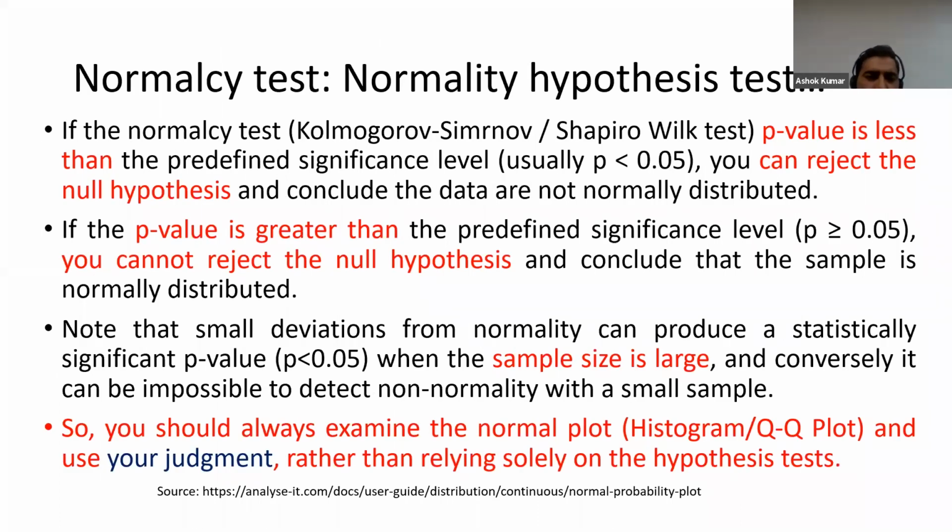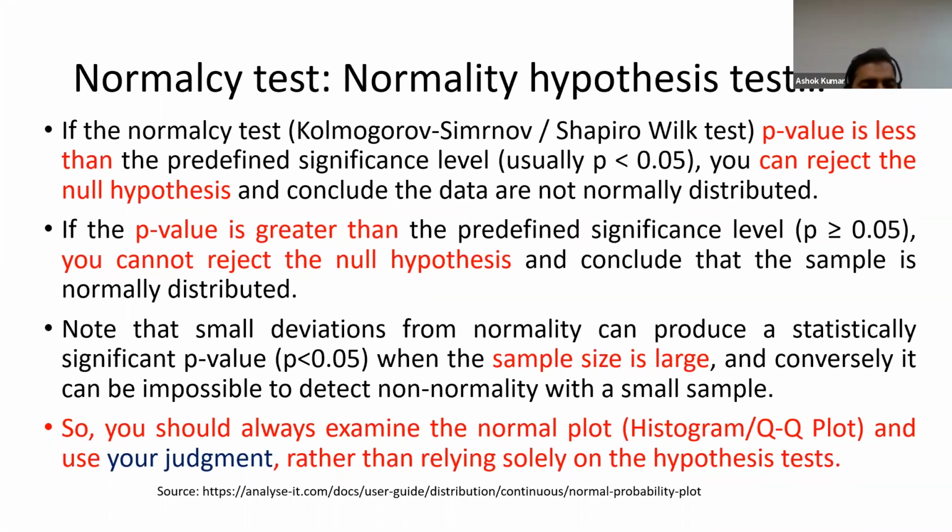The most popular normality tests are the Kolmogorov-Smirnov test and the Shapiro-Wilk test. If the p-value is less than the predefined significance level, that is usually p less than 0.05, we have to reject the null hypothesis and conclude the data are not normally distributed. So in the Kolmogorov-Smirnov and Shapiro-Wilk tests, we want a p-value greater than 0.05 because we don't want to reject the null hypothesis.